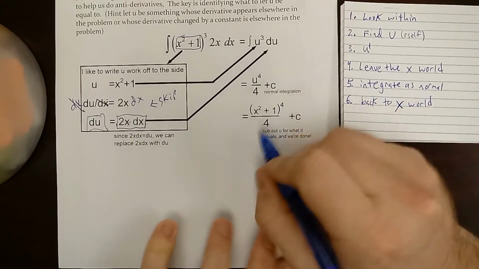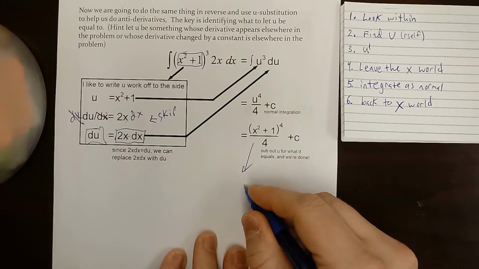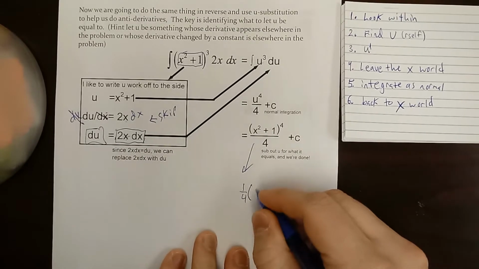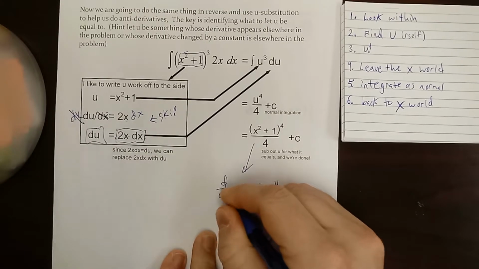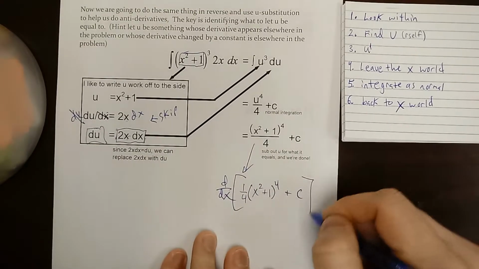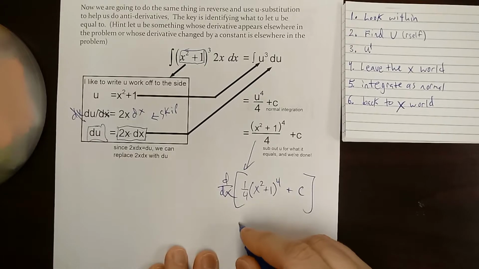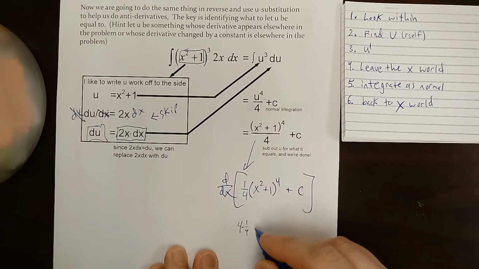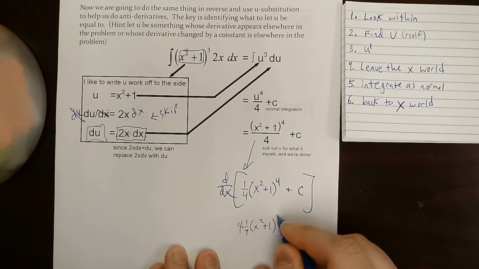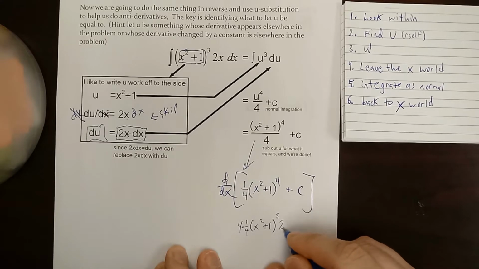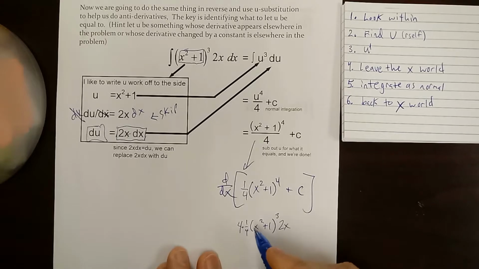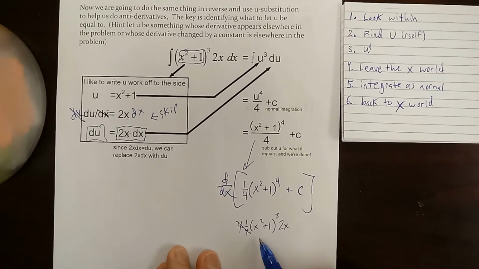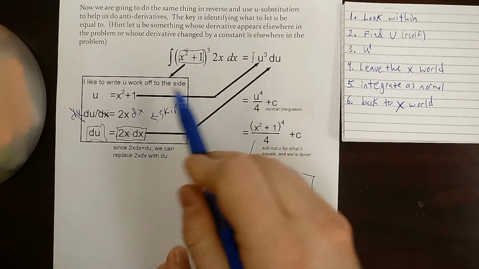And let's just double check. Let's take the derivative of this. So this is saying 1/4 x squared plus 1 to the 4th power plus c. If we took the derivative of this, well, we'd bring the 4 out front. 4 times our 1/4 x squared plus 1 to the 3rd times 2x, and the c would just turn into a 0. And 4 times the 1/4 cancels, we just get 1. We get x squared plus 1 cubed times 2x. Oh, hey, that's the original problem.